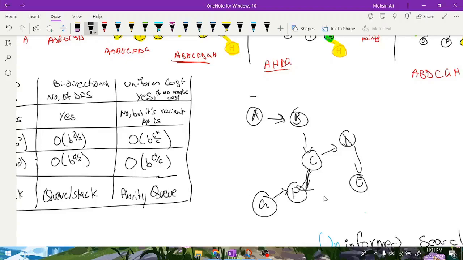Whoa, my graphic tablet decided to go crazy over there.